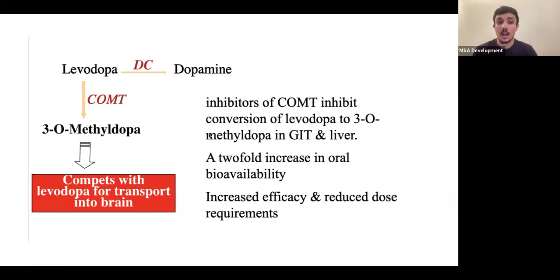So entacapone, how it works is levodopa can be converted by decarboxylase into dopamine, but you're already giving carbidopa, so you're inhibiting that. As a result, instead of decarboxylase acting on levodopa, you're going to have a different enzyme, because carbidopa is blocking this. The different enzyme is COMT. COMT is going to break down levodopa into 3-O-methyl-dopa, which will compete with levodopa. You don't want that. So what can you do? You can give COMT inhibitors like entacapone. That is the answer for this question.